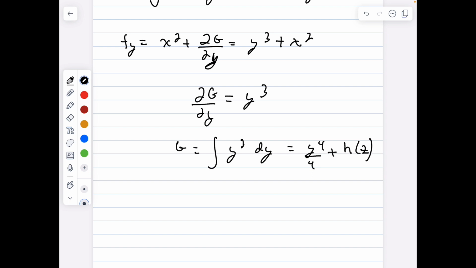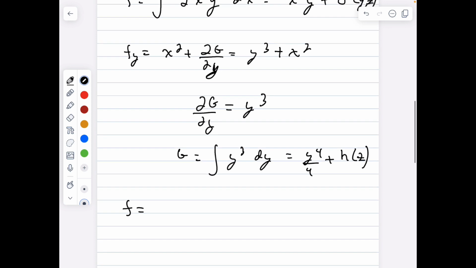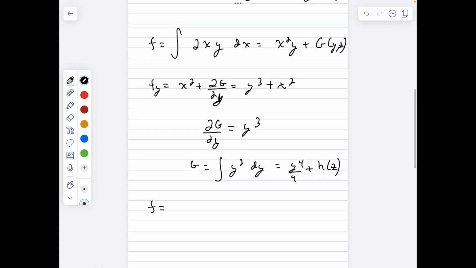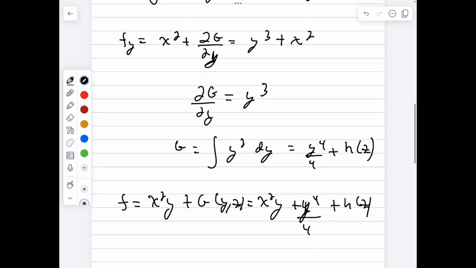And last but not least, and we'll get to that in a second, let me write what f looks like at the moment. So f was equal to x squared y plus g of y, z, which is x squared y plus y to the fourth over 4 plus h of z. And your task here now is to find what h of z is.